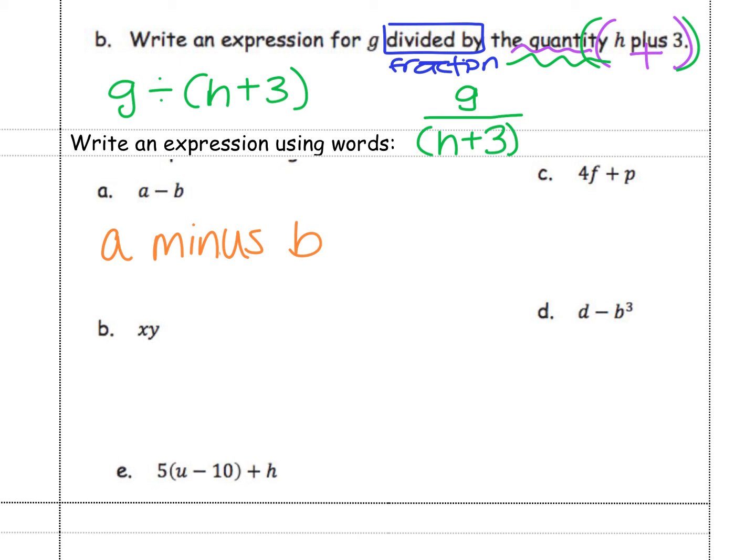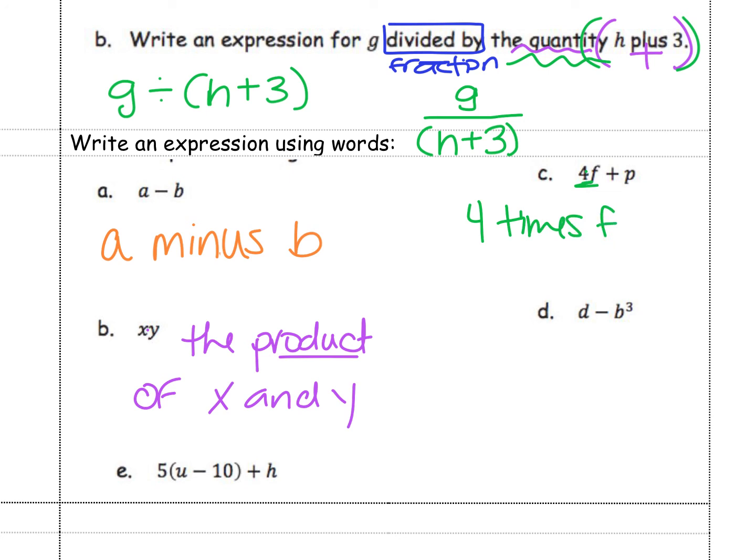B, two variables squished together like that, is multiplication. There's a times symbol in there that we don't write. So we need any kind of multiplication phrase: the product, which means multiply, of X and Y. C, 4FP. So 4 and F, because they're smushed together, I know there's a times symbol in there. So we could say 4 times F, then the rest of this, plus P. There's not one way of doing this. There are a lot of different correct answers you could have.